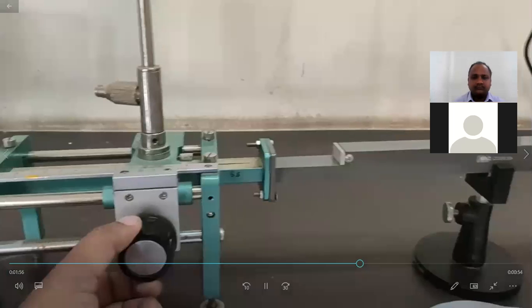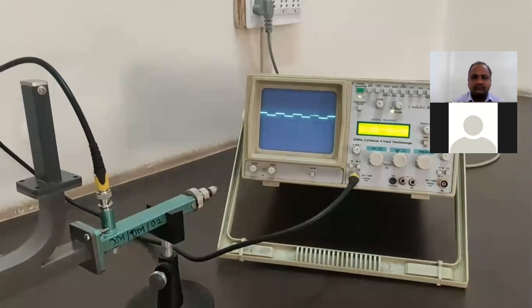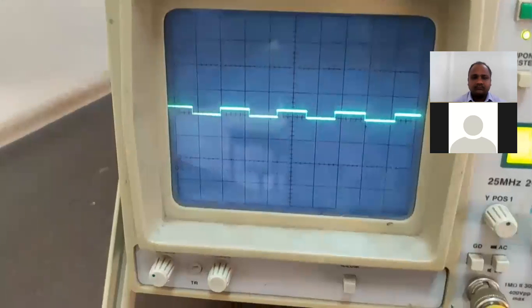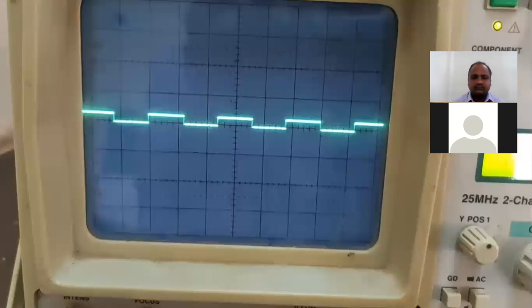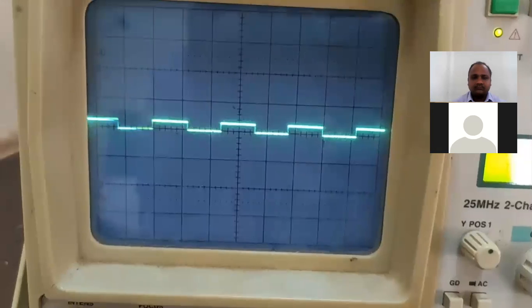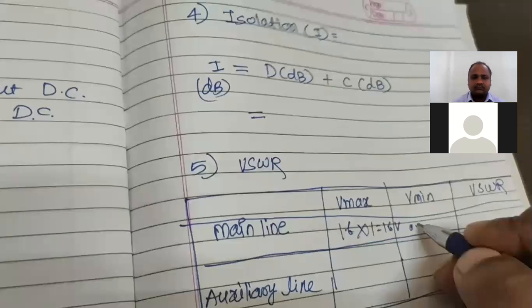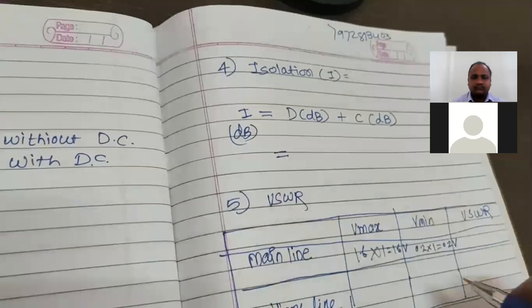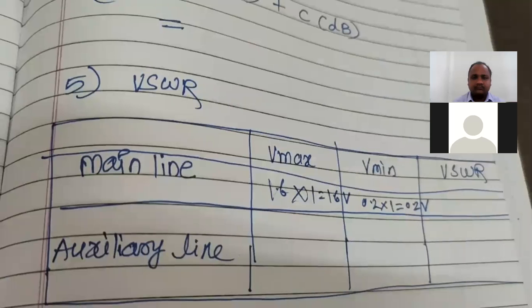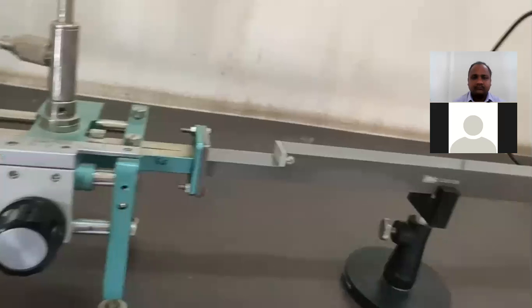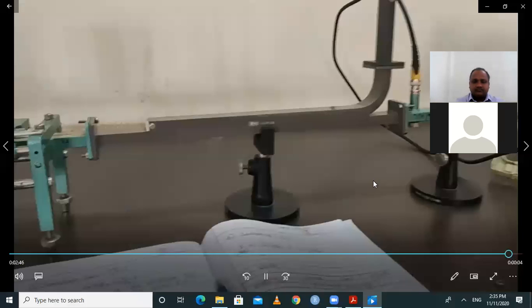Similarly you can find out Vmin, and for finding Vmin again you have to move this wheel on the slotted section until you get the minimum value. So this is the minimum value we are getting, and I have to adjust this Y position here. This is nearly equal to 0.2, so it is 0.2 multiplied by 1 volt, so it is 0.2 volt. So here you are getting Vmax as 1.6 volt and Vmin as 0.2 volt, and by taking the ratio of Vmax and Vmin you can find out the VSWR easily. So this is the setup when we go for finding the VSWR for this main line.